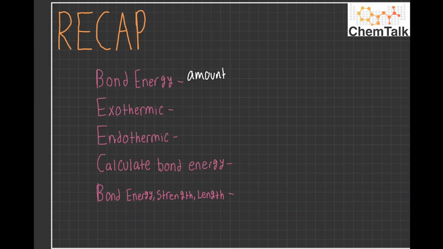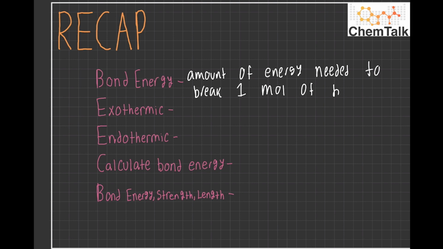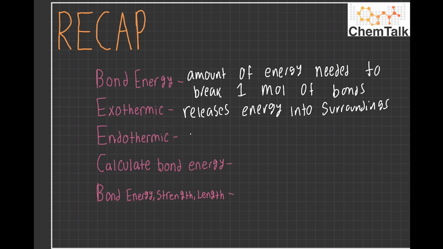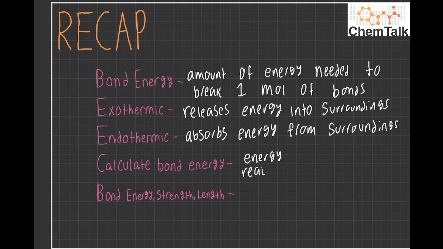So let's recap. What is bond energy again? Bond energy is the amount of energy needed to break 1 mole of bonds, again, in the gas phase. So exothermic, remember exo, releases energy into the surroundings, while endothermic, endo, absorbs or adds energy from the surroundings. It takes that in. How do you calculate the overall energy change? It's energy required minus energy released, and it can be a negative number.